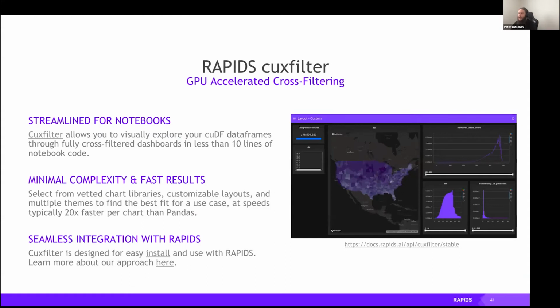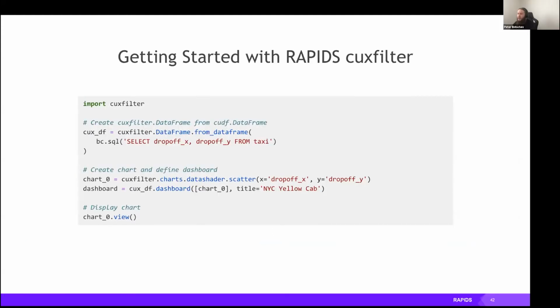Okay, let's talk a little bit about visualization with RAPIDS now. cuXfilter is another library written by the RAPIDS team, and it provides seamless integration with other libraries from the ecosystem and is very easy to use. It allows users to create fully cross-filtered dashboards in a few lines of notebook code. cuXfilter provides fast visualization and a highly customizable layout and themes, which makes it very interesting to create your own applications with visualizations. To get started with cuXfilter, let's take a look at this example here.